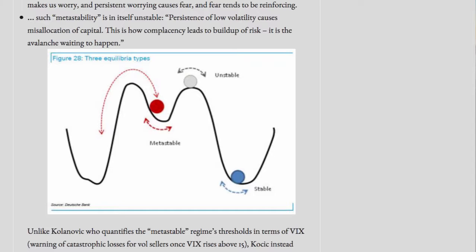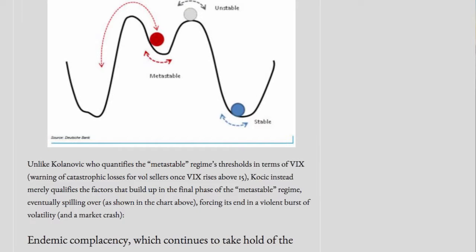Persistence of low volatility causes misallocation of capital. This is how complacency leads to buildup of risk. It is the avalanche waiting to happen.